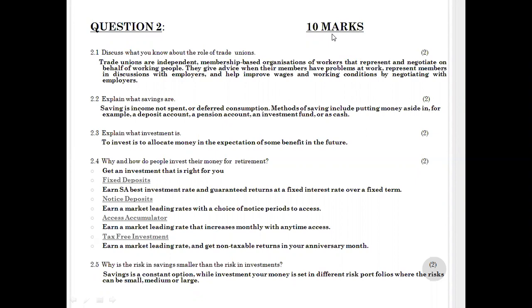So if you have said something like buying an asset like a vehicle, you can give yourself 1 mark. And if you have said that you can benefit from it in the future or that you can sell it and get your money back, there's another mark.